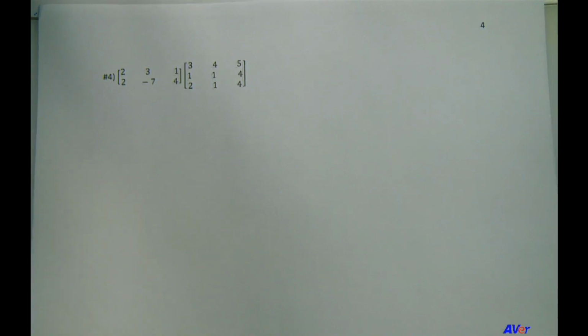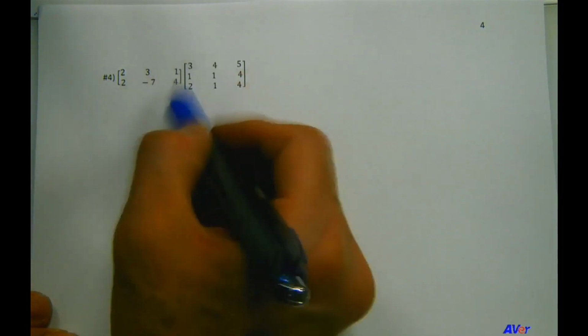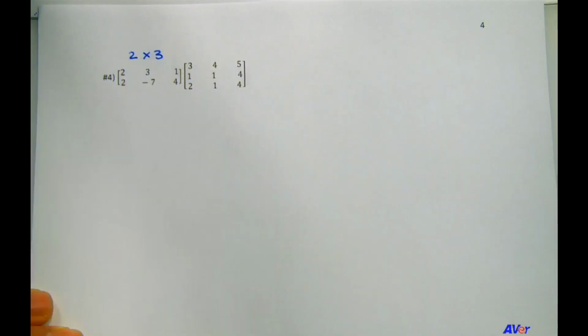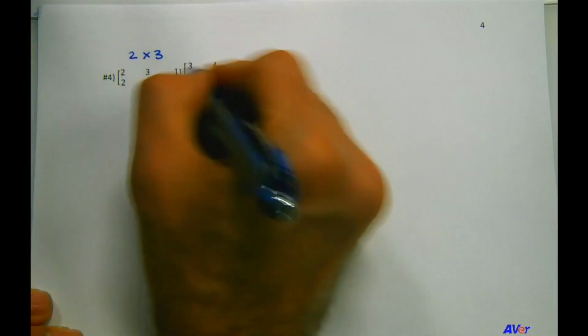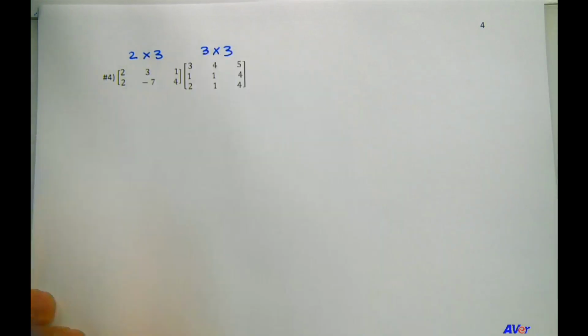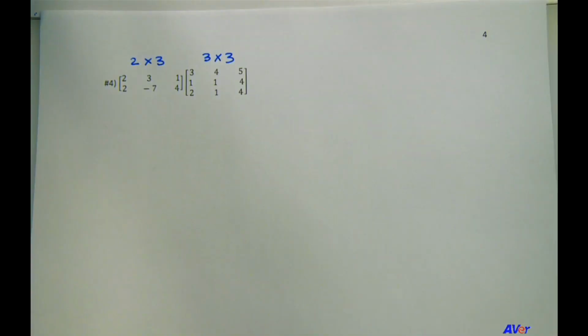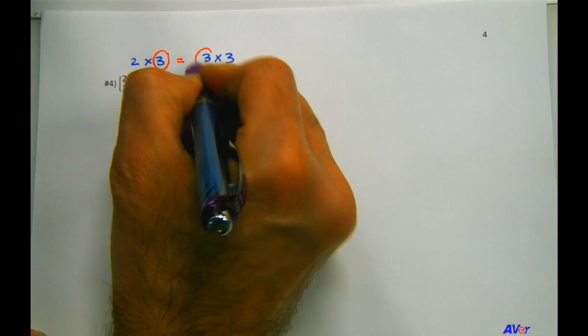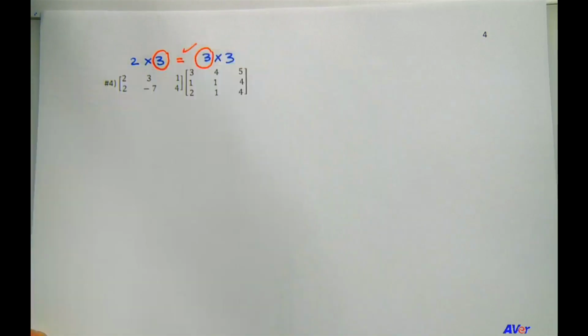Okay, so we have this example. Once again, let's see if it's possible for us to multiply these two matrices. The first matrix has 2 rows and 3 columns, so this is a 2 by 3 matrix. The second matrix has 3 rows and 3 columns, so it is a 3 by 3 matrix. The number of columns in the first matrix is equal to the number of rows in the second matrix. It checks out. We can multiply these two matrices.